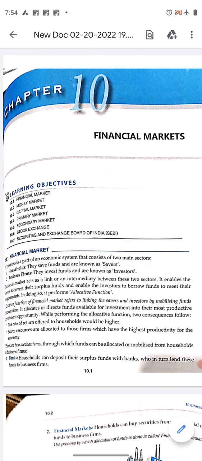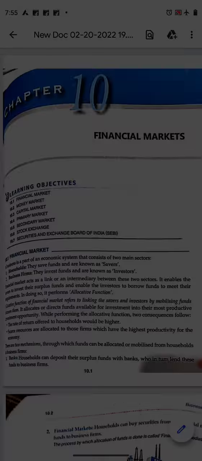Today we will start with Unit 10, that is financial markets. Under it, we will study the meaning of financial market, money market, capital market, primary and secondary market, stock exchanges, and Securities and Exchange Board of India. Right now, first of all, we must know the meaning of financial management.